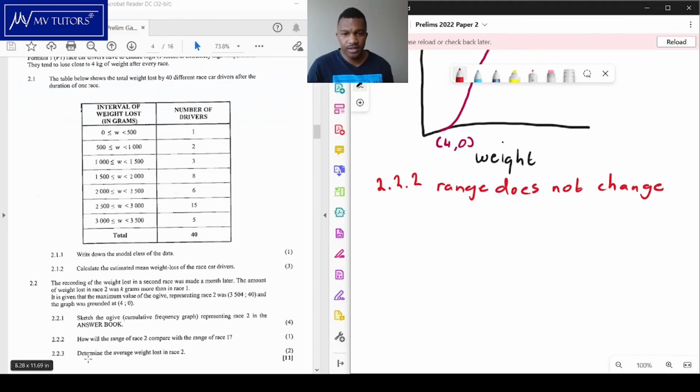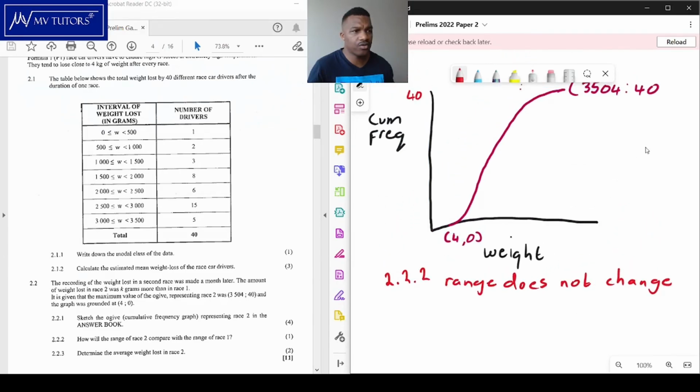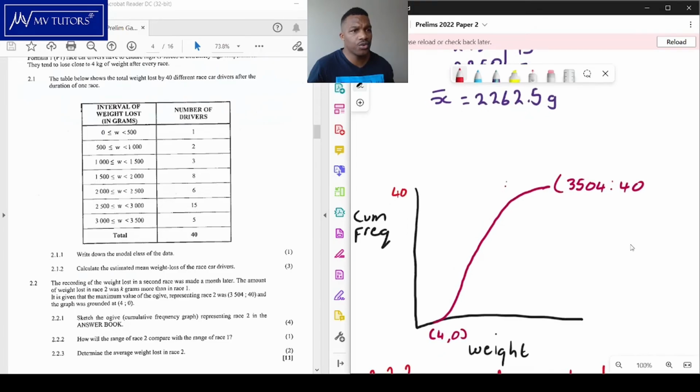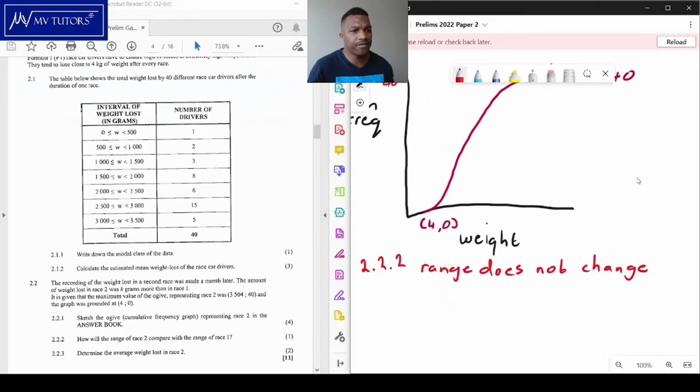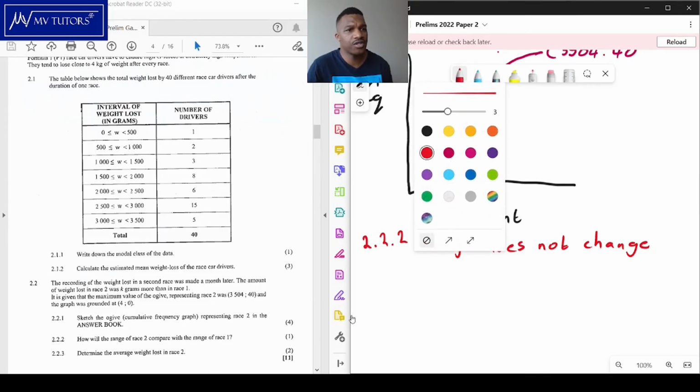Okay, and then it says determine the average weight loss in race 2. So what was the average weight loss in race 1? It was 2262.5. Just change color. Let's go blue.